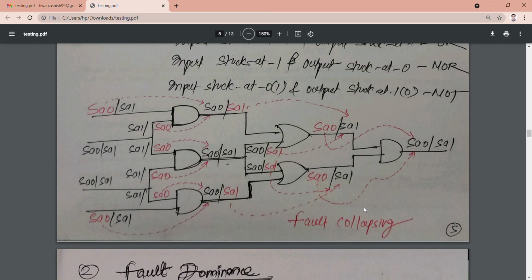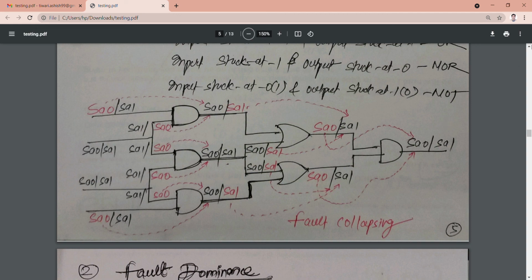So what is the basic idea behind fault collapsing? Fault collapsing tells us that if I am testing any particular logic of any combinational or sequential circuit, then I need not go for all the faults that are there in the circuit. I can check for the fault equivalence, and depending upon the fault equivalence, I can decide whether I will test this fault or not, or what faults I can ignore. So this is the idea behind fault collapsing.